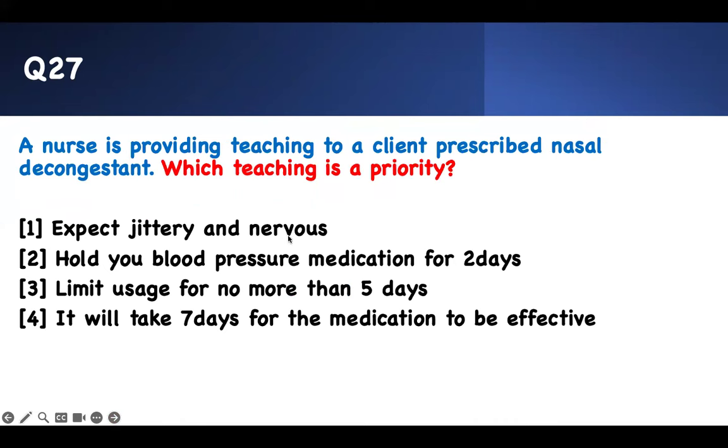A nurse is providing teaching to a client prescribed a nasal decongestant. Which teaching is a priority? Like I said, these questions are one-liners meant to disturb you, to make you feel like you don't know, but they are intentionally designed. Prioritization. Most of these decongestants contain epinephrine or pseudoephedrine. With the vasoconstriction, they will increase your blood pressure, and they have a rebound effect. Therefore, jitteriness and nervousness are expected, but it's not a priority.